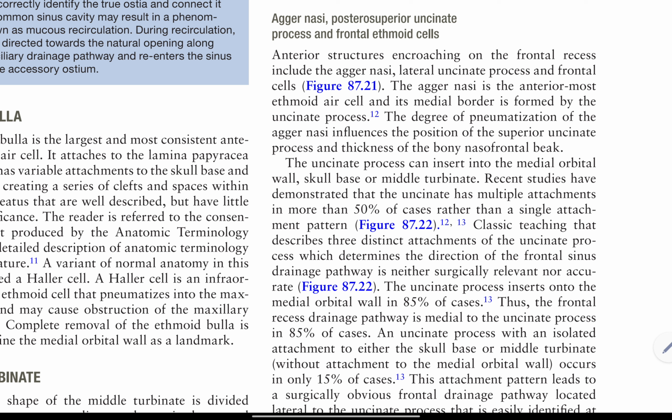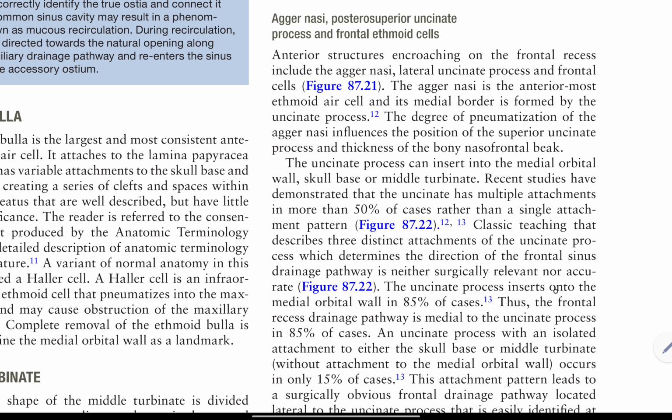nasofrontal beak. The uncinate process can insert into the medial orbital wall, skull base, or middle turbinate. Recent studies have demonstrated that the uncinate has multiple attachments in more than 50% of cases rather than a single attachment pattern. Classic teaching that describes the three distinct attachments of the uncinate process, which determines the direction of the frontal sinus drainage pathway, is neither surgically relevant nor accurate.